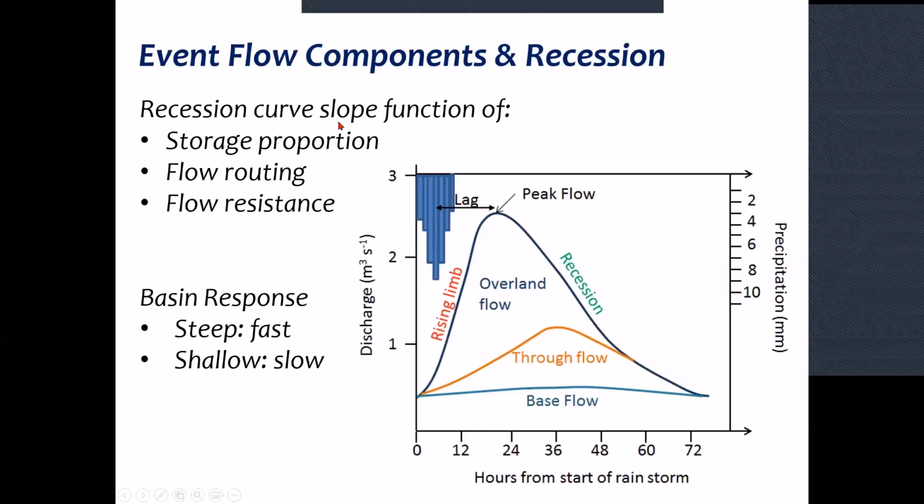So there's a few things we can intuitively say about the recession curve. The slope of this curve is a function of the upstream storage. It's a function of flow routing, and it's a function of flow resistance. So for example, if you've got more lakes upstream, then that curve's going to flatten, right? Because you've got more opportunity for storage, and that's going to flatten the curve. And flow resistance might mean, for example, if you've got more groundwater being pushed through the system and it's in a sandy soil versus a clayey soil, then you're going to get different types of resistance.